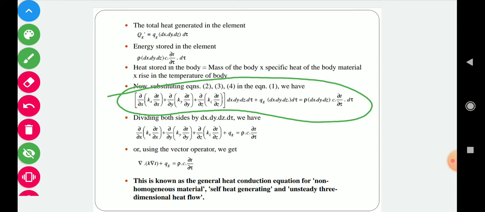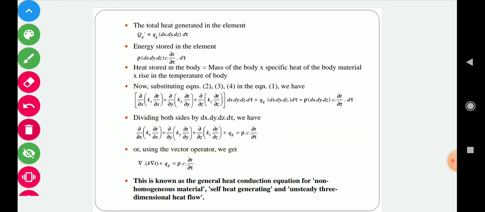Now divide this equation by dx, dy, dz and d tau, then we get this equation. So this is our final equation, which can further be written in del form. This entire term can be written with the del operator: del of k del T plus Qg equal to rho c del T by del tau. This is known as the general heat conduction equation for non-homogeneous material, self heat generating and unsteady state three-dimensional heat flow.